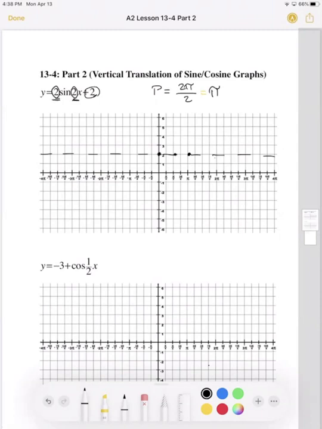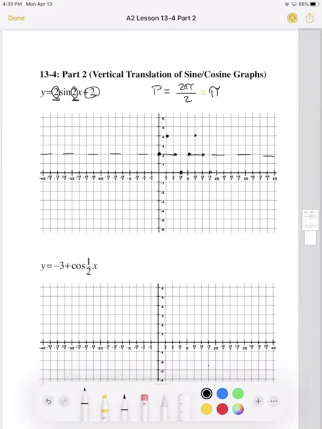And then halfway between these points, I'm going to start by having a maximum. Now, my maximum is going to be 2 units above the midline. So I'm going to go up to 4 there. And then I'm going to go down to 0 there. And there's basically my graph. And so I'm just going to continue this pattern here.